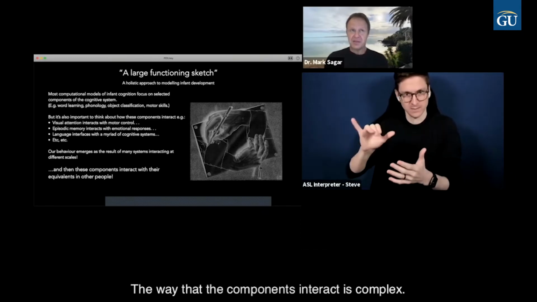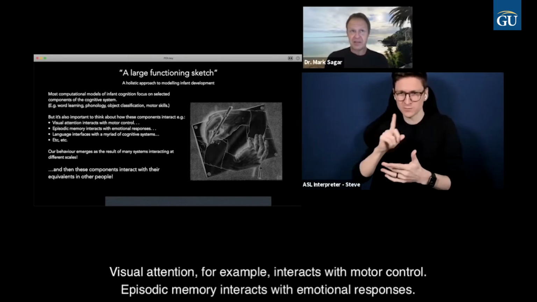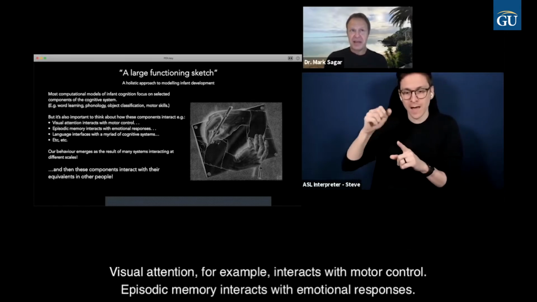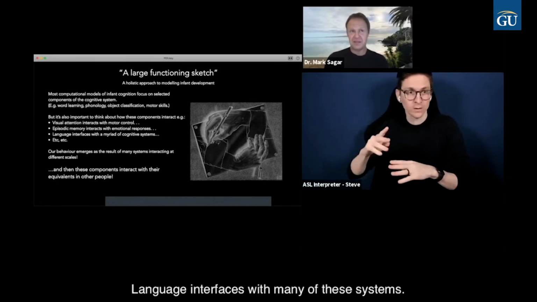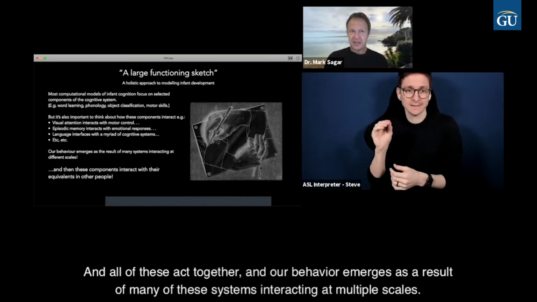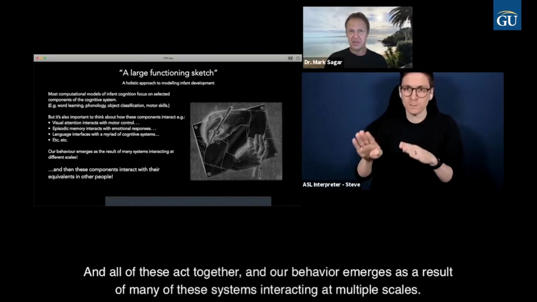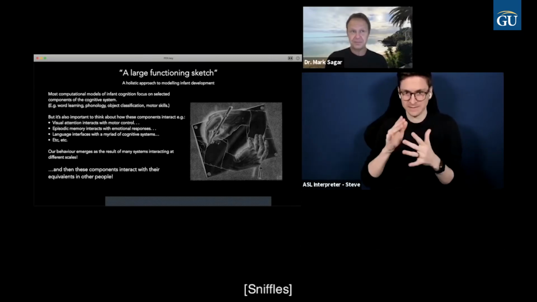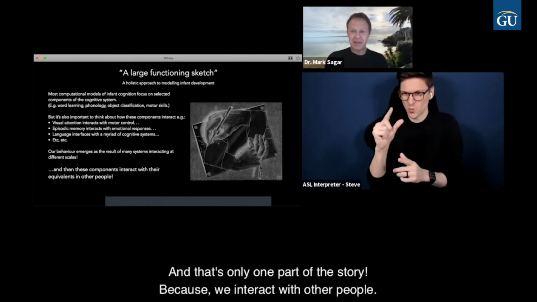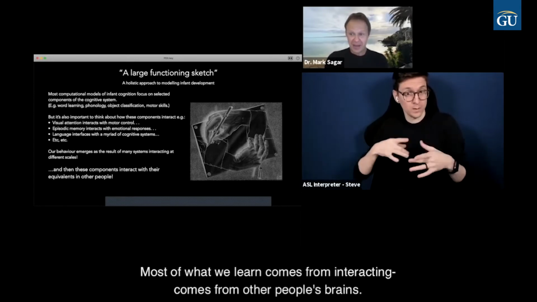The way that the components interact is complex. Visual attention, for example, interacts with motor control. Episodic memory interacts with emotional responses. Language interfaces with many of these systems. And all of these act together, and our behavior emerges as a result of many of these systems interacting at multiple scales. And that's only one part of the story, because we interact with other people. Most of what we learn comes from other people's brains.